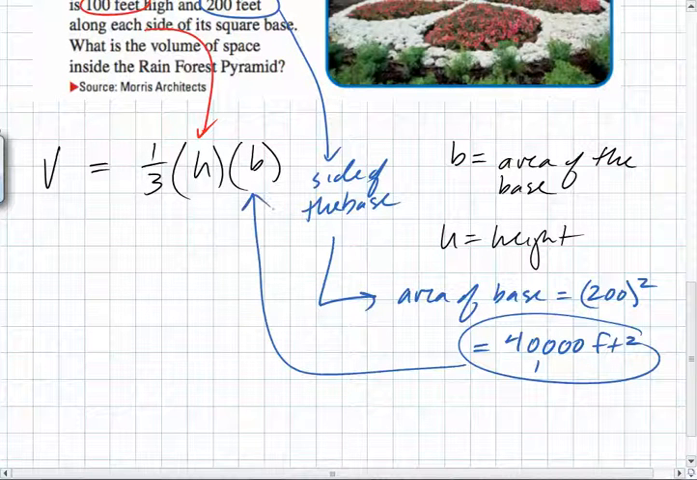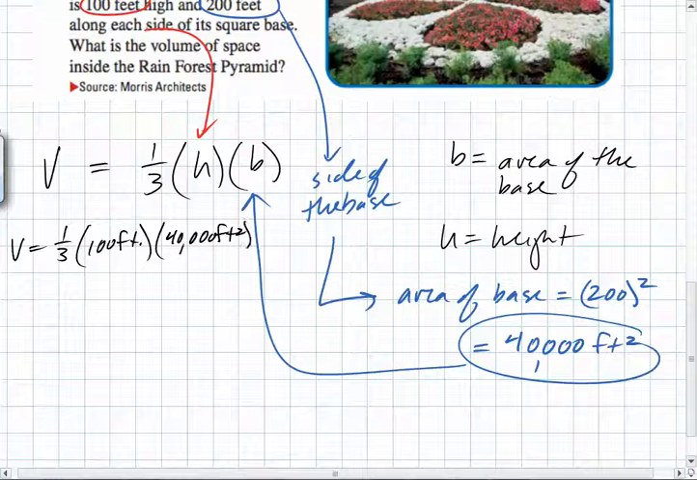So now we take this and where do we plug it in? To the B. So what do we have now? Volume is equal to 1/3 times the height, which is 100 feet, times 40,000 feet squared. So what's the units going to be? Feet cubed, cubic feet. So you're going to end up with 100 times 40,000.